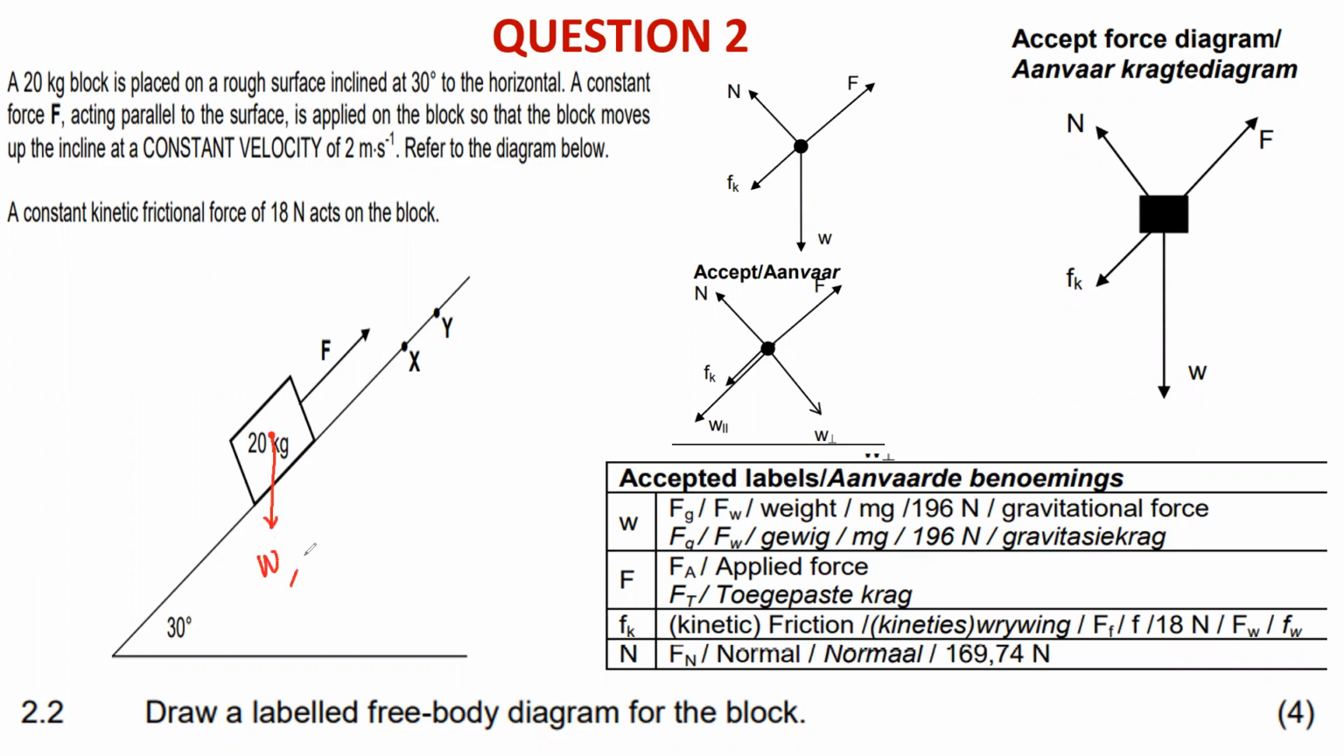You can use W or FG already given here. So all symbols, this is gravitational force, always going down. And then you have friction force parallel to the surface. It is 18 newtons. Friction force, how do we know, it is just going down, because the block moves up. All right, the block moves up, and friction force is always opposite to the direction of motion.